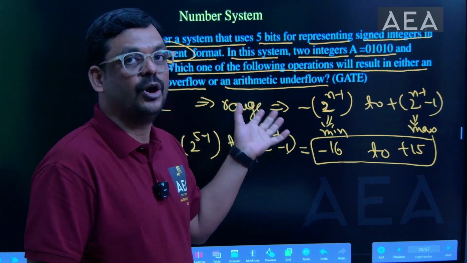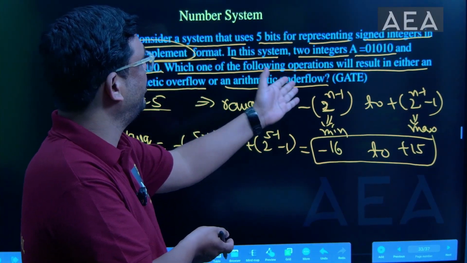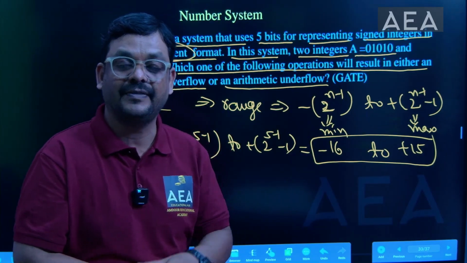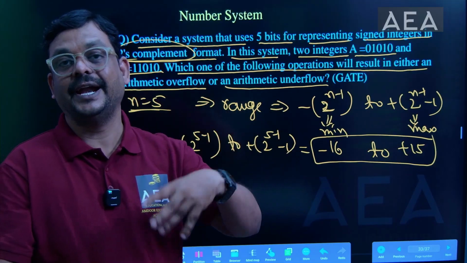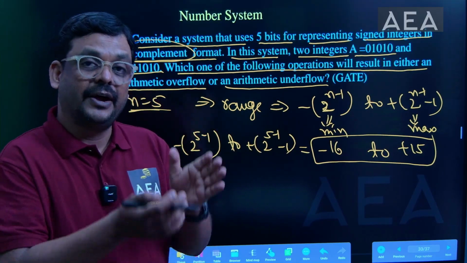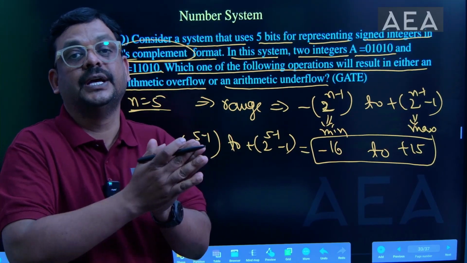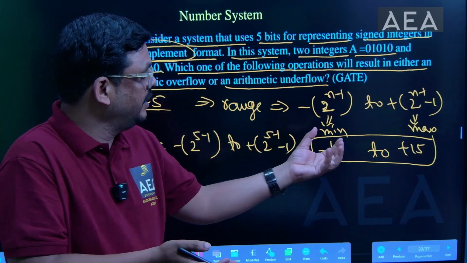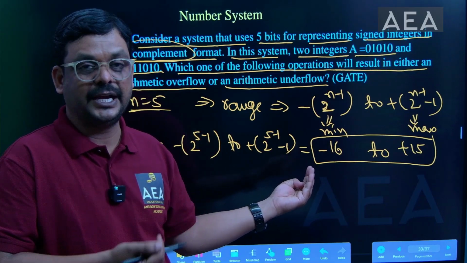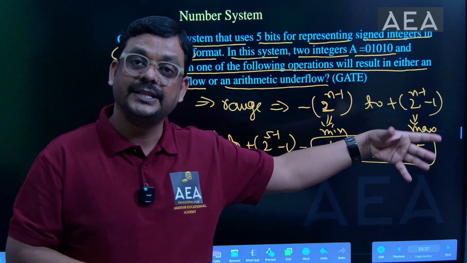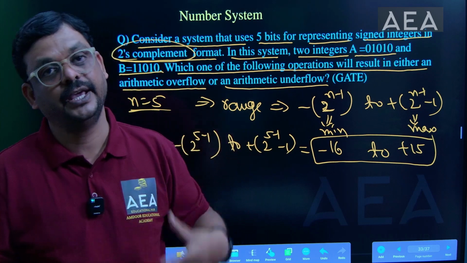Some arithmetic operations are given, addition and subtraction. In which case does it give overflow and underflow? That means after performing the arithmetic operations, if the result is less than minus 16, then it is underflow; if more than 15, then it is overflow. So we have to identify that combination.